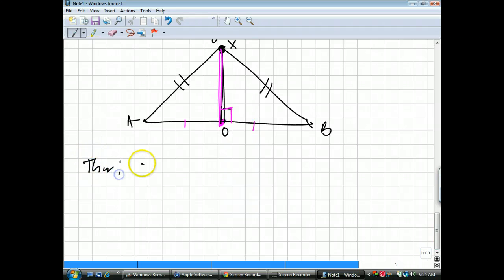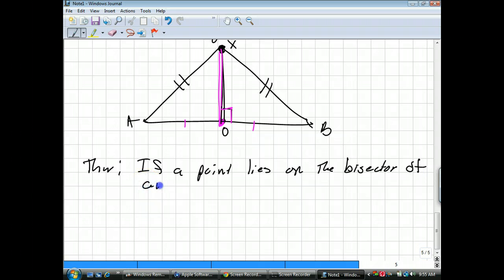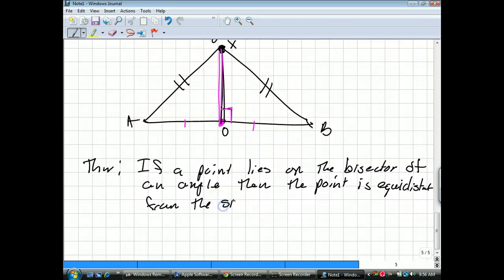So theorem, if a point lies on the bisector of an angle, then the point is equidistant from the sides of the angle.